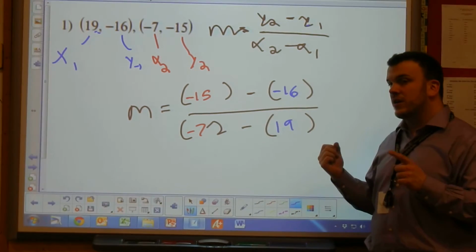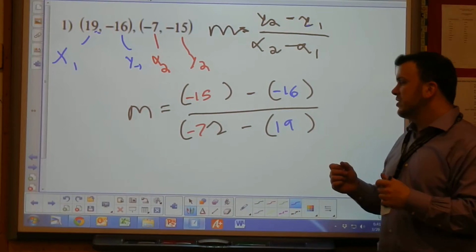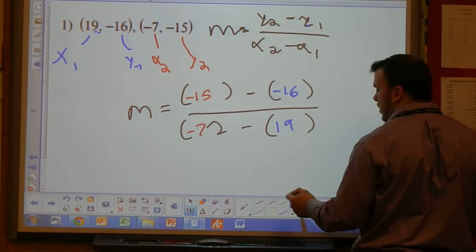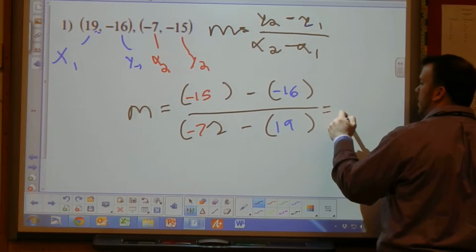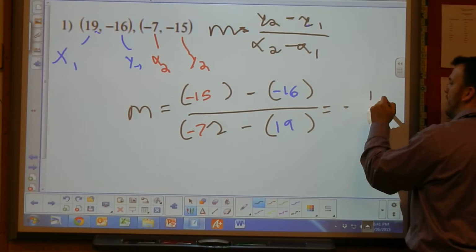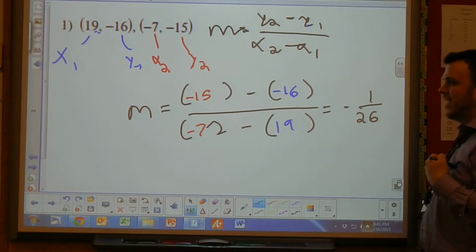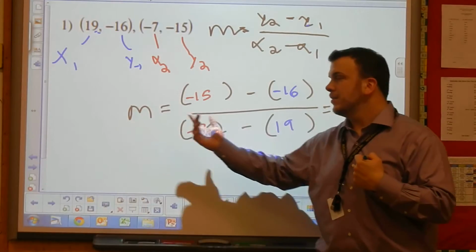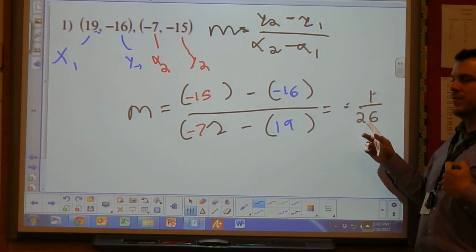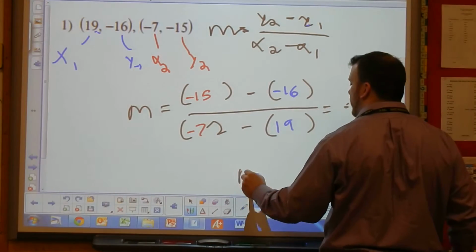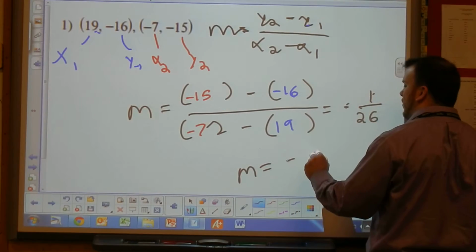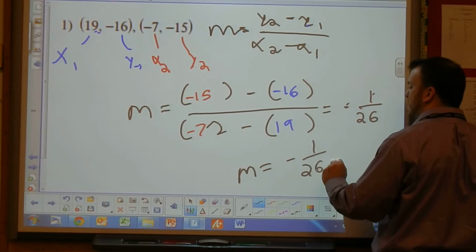So when you use your calculator, you'll notice you get a final answer. And it'll say negative 1 over 26. And guess what? My slope now is negative 1 over 26. So m equals -1/26.